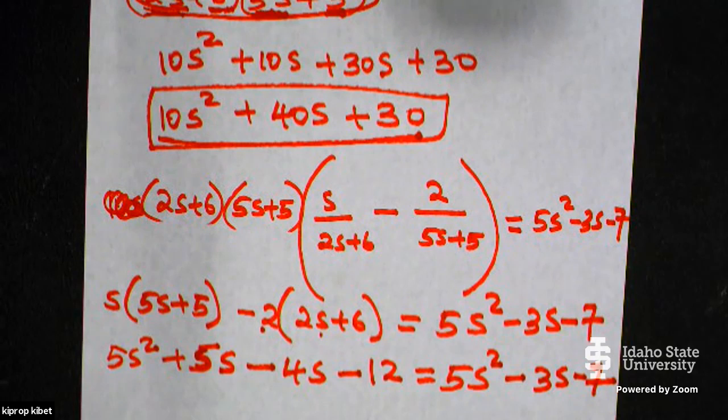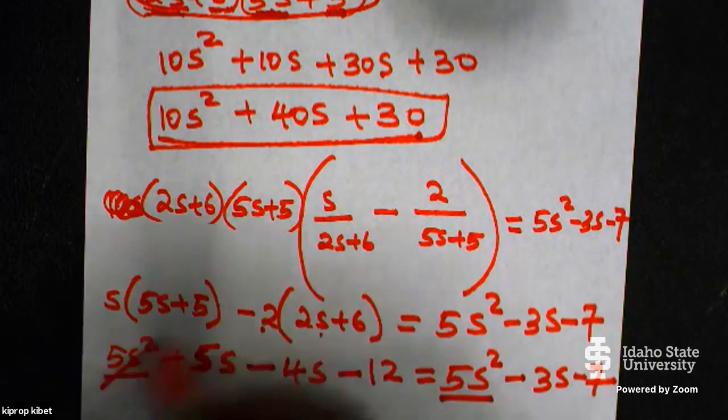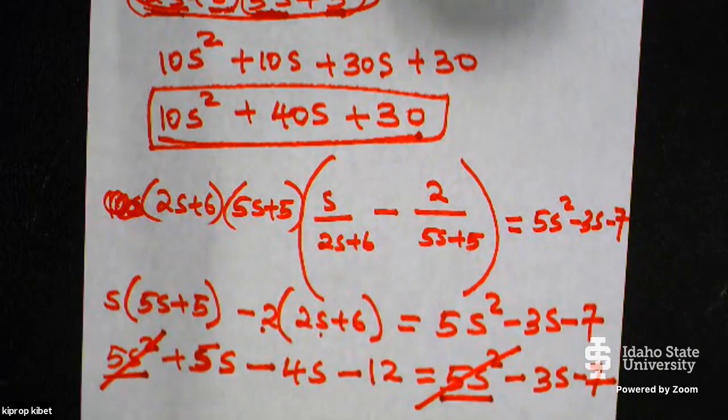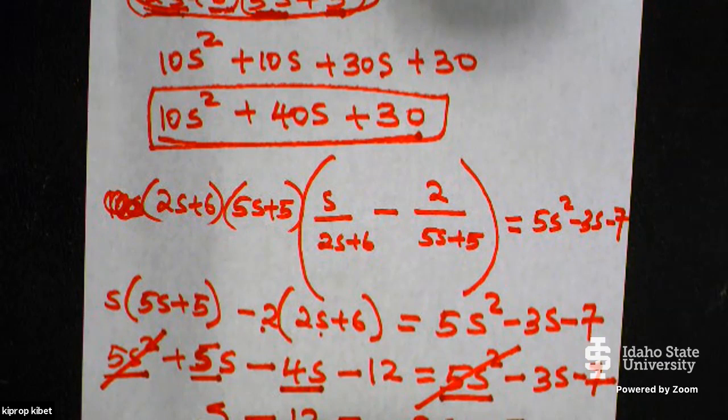Then now you simplify. Okay. We have 5s here, and then we also have 5s on the other side. So it will do what? It will be 0, right? So this and this will go. Okay. Then 5s minus 4s is what? s, right? Minus 12 equals to minus 3s minus 7.